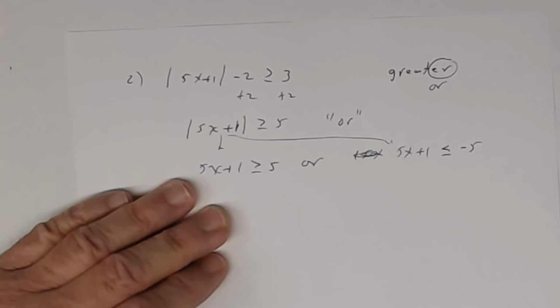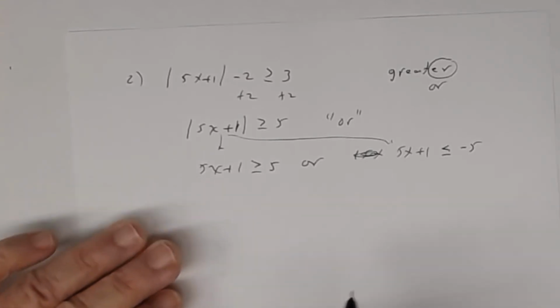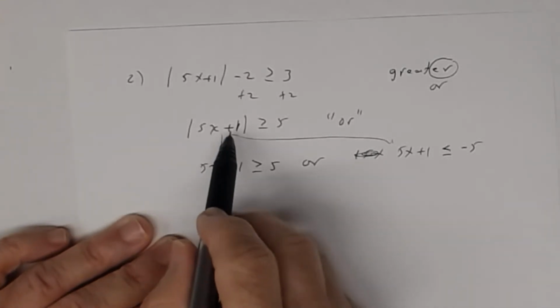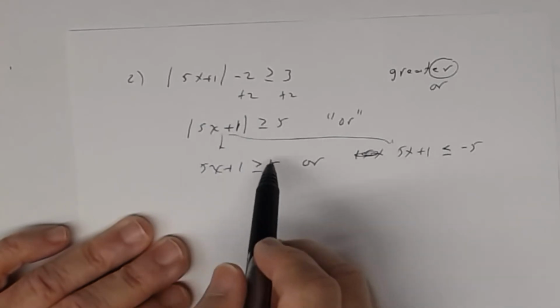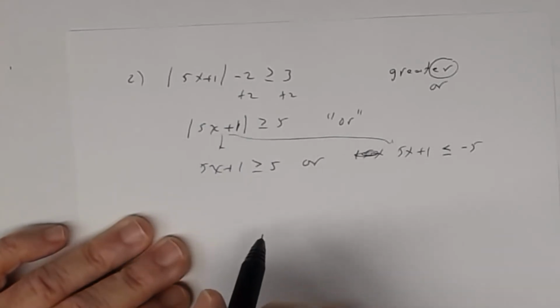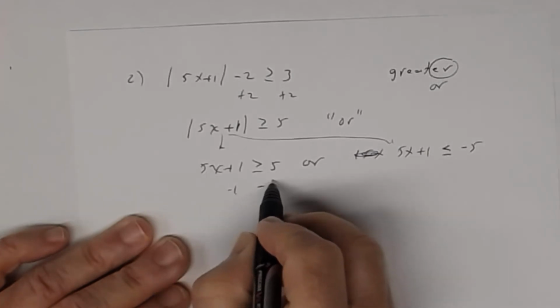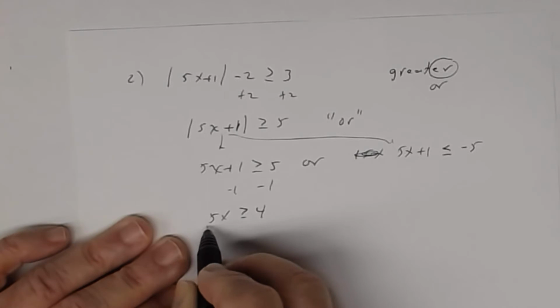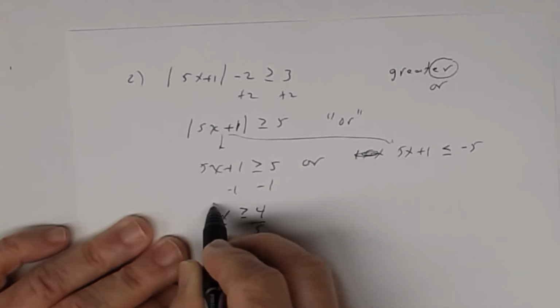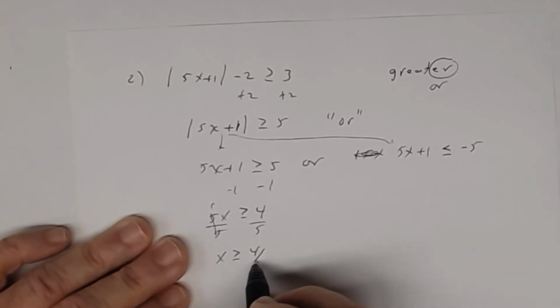Okay, so now let's solve each for x. I went from an absolute value inequality to two linear inequalities. So let's solve each one. I'm going to subtract 1 from both sides, so I get 5x is greater than or equal to 4. Divide both sides by 5, I get x is greater than or equal to 4/5.